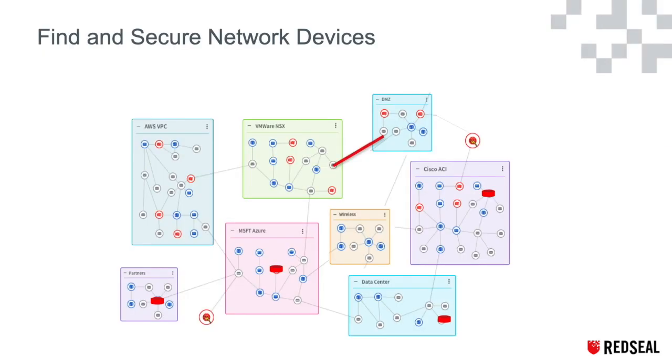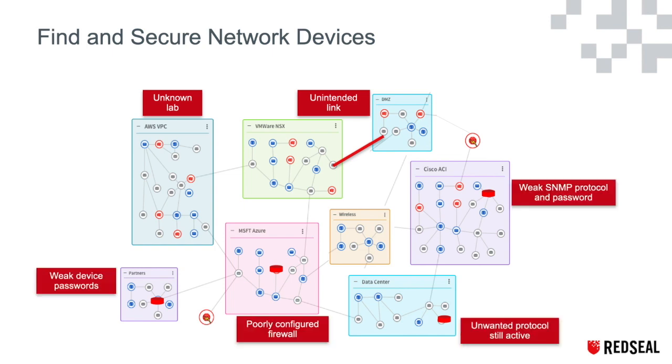One of the things that network admins face is that they don't have proper real-time visibility over the network. For instance, someone could start an unknown app or just connect a link without letting the IT or network department know, which is actually known as shadow IT. You might have weak device passwords, poorly configured firewalls, unwanted protocols that are still active, or poor SNMP configuration.